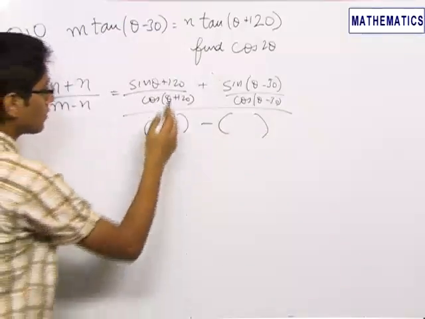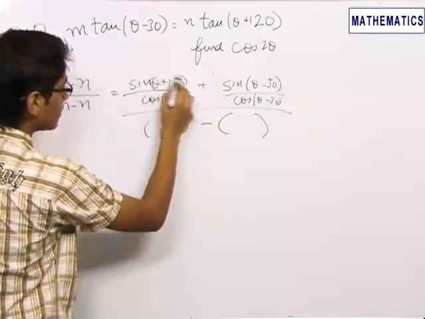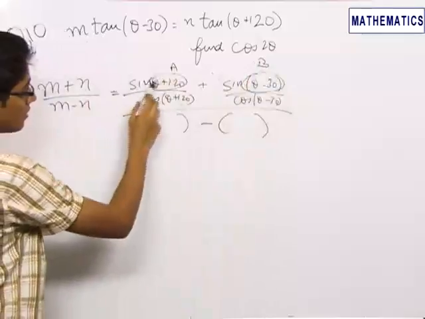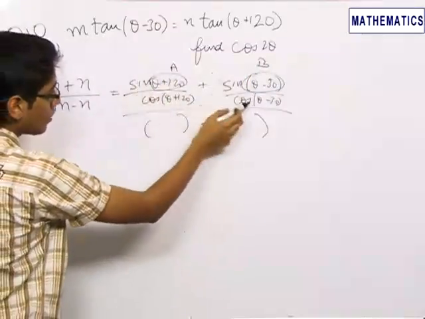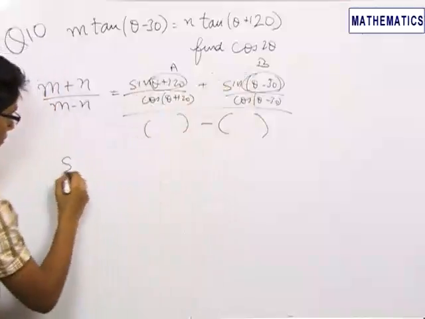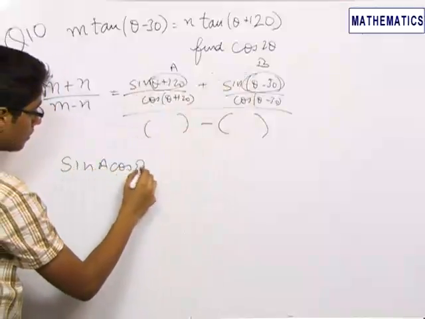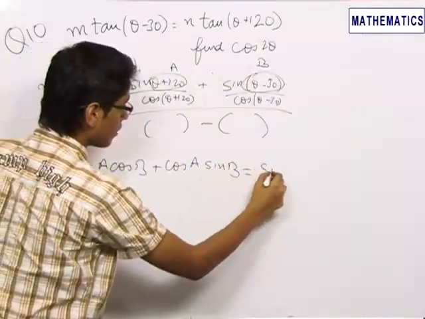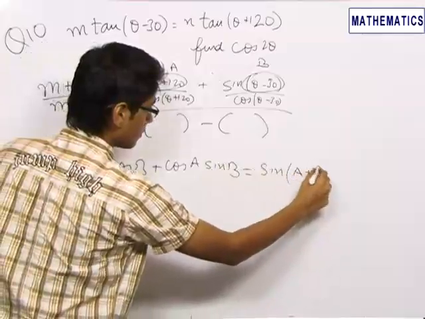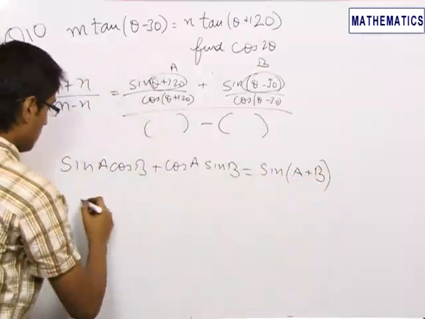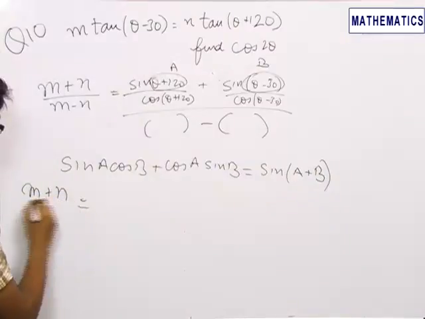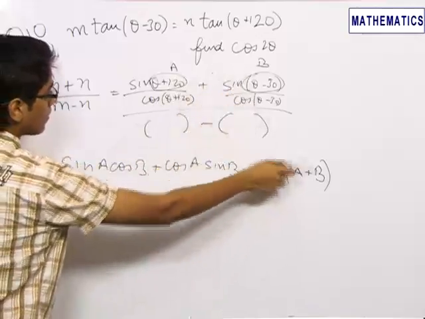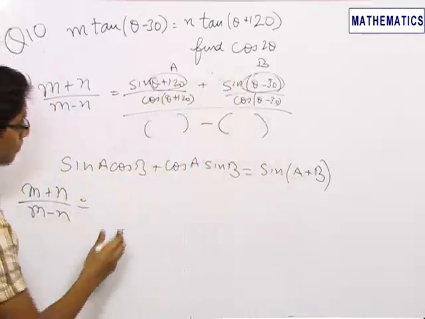Now if we take the LCM, and we consider this angle as A and this angle as B, then the numerator becomes sin A cos B plus cos A sin B, and we know that sin A cos B plus cos A sin B is equal to sin of (A plus B). So we can directly write the numerator of m plus n upon m minus n as sin of (A plus B). So this becomes sin of (2 theta plus 90 degrees).